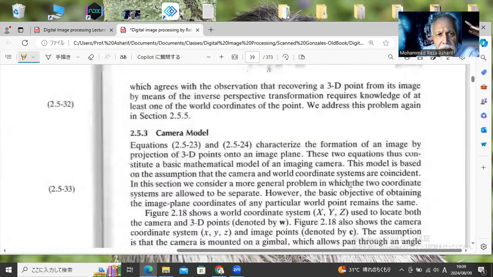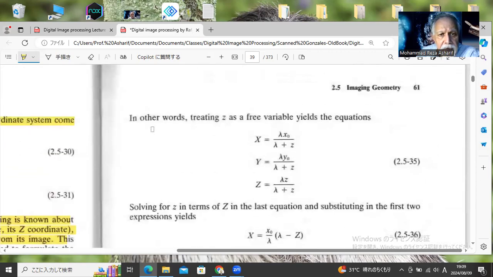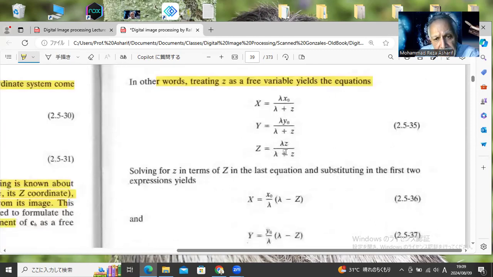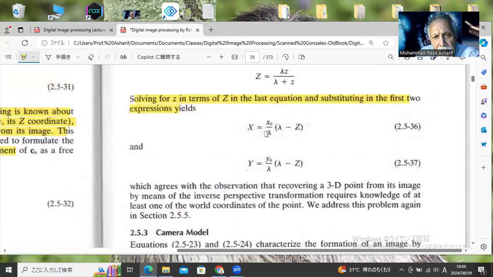It's very important here. And then we have three equations here, using small z as a free variable. Then large X is this, large Y is this, and large Z is this. This small z is a free variable, but this is important because we can find z from here, solve z in terms of the upper Z in the last equation and substitute into the two expressions. Then we obtain these two equations.